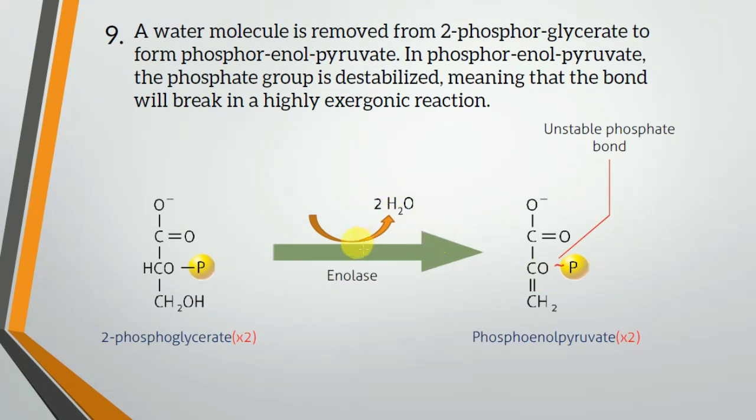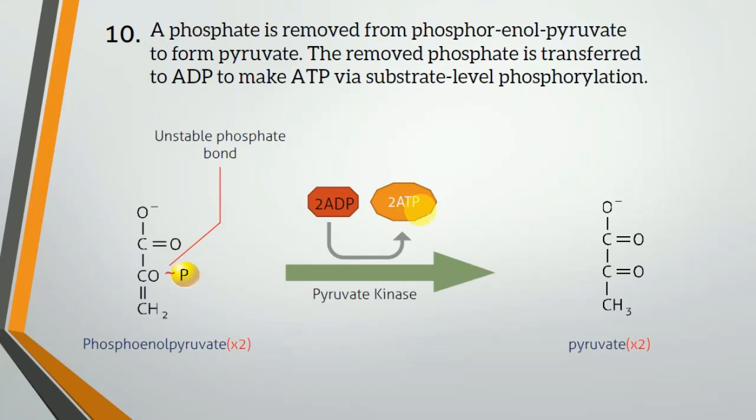In the next step, we require ADP molecules, and this will release 2 molecules of ATP. In step 10, again we need the enzyme pyruvate kinase and 2 molecules of ADP, which will lead to the formation of 2 ATP molecules. This bond breaks, phosphate is transferred, and as a result we have ATP and pyruvate molecules. 2 molecules of pyruvate are formed and 2 ATPs are released.